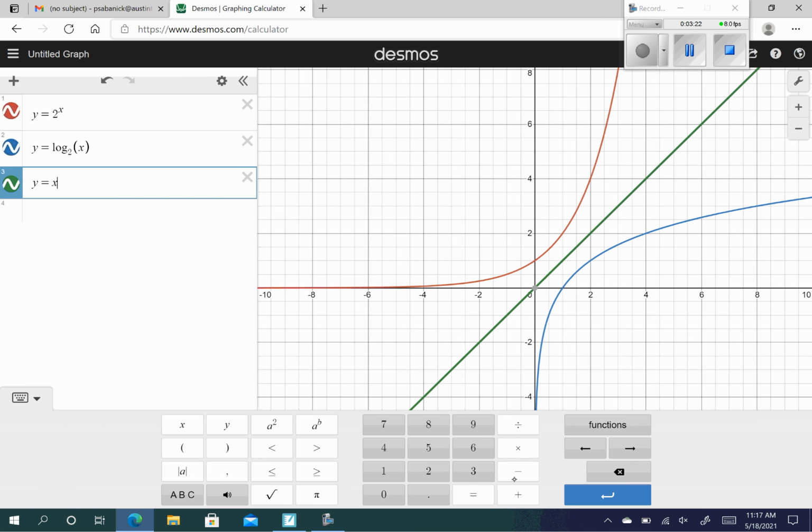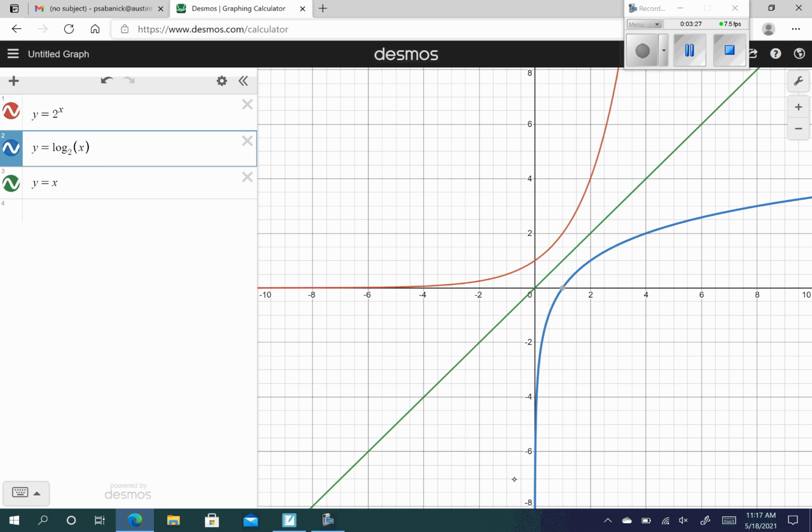And you can see that they reflect. Notice here we've got, we'll say here 4, 2, and then here we would have 2, 4. We could type those in as well, but we would have 4, 2 and 2, 4. So those would reflect over the line y equals x. So a logarithmic function and an exponential function are inverses of each other.